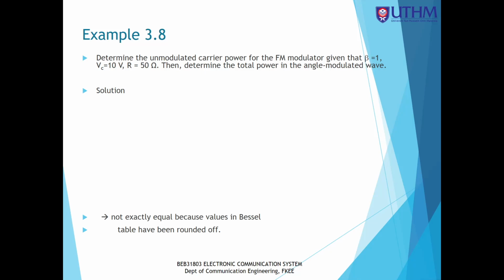Determine the unmodulated carrier power. Okay, that means you need to find PC for an FM modulator given that beta is equal to 1, VC is 10, R is 50 ohm, then determine the total power in the angle modulated wave. For beta equal to 1, based on the Bessel function, n is equal to 3.